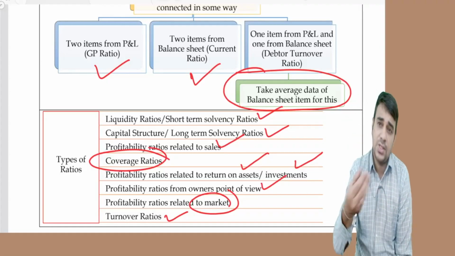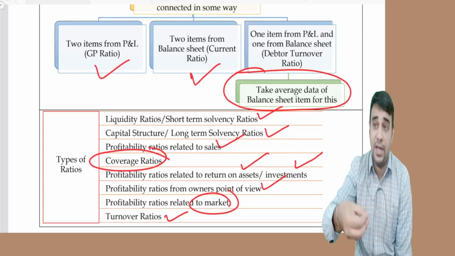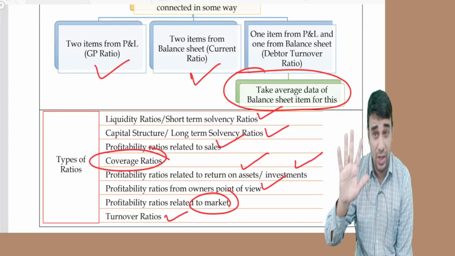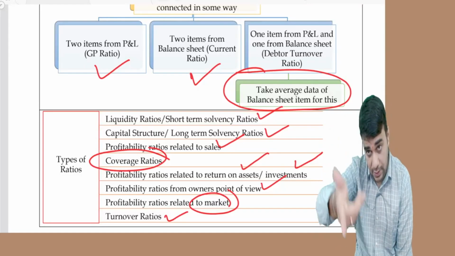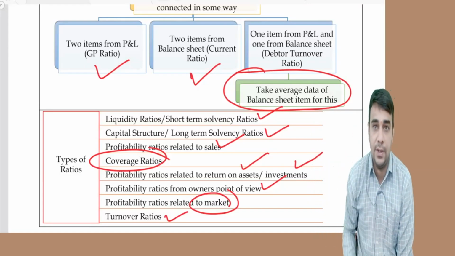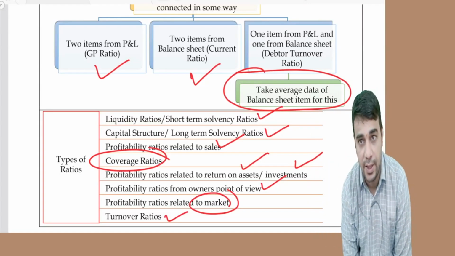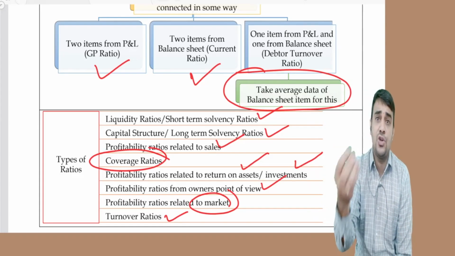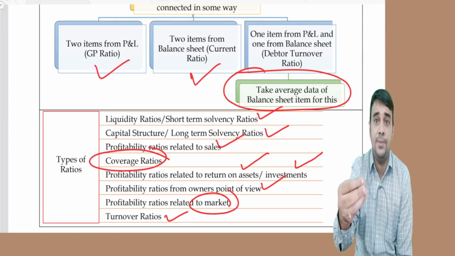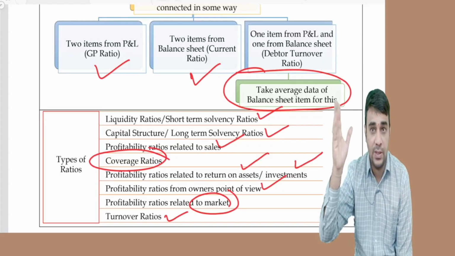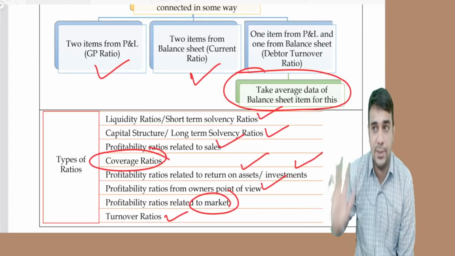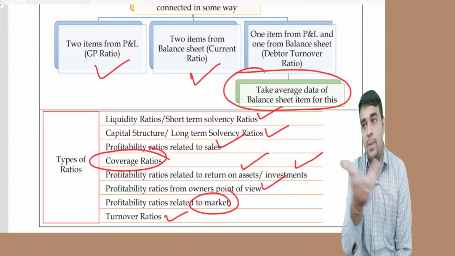Clear? Any doubts? This can be converted into days. If you have the ratio, 365 by the ratio. If you don't have the ratio calculated, inverse the formula and do into 365 or into 12. Using the ratio, you want to calculate debtor. If they give times, sales divided by the number of times. If they give days, sales into number of days by 365. Or you use the formula and then do it.